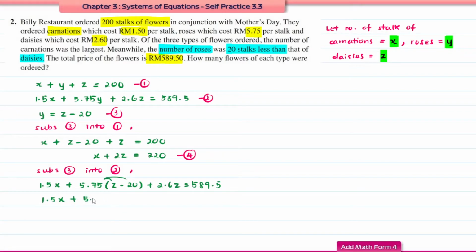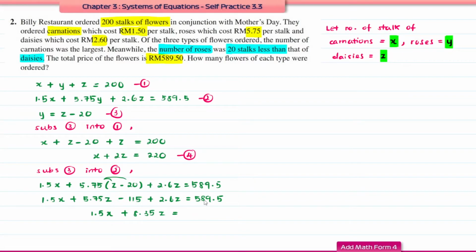So you're going to get 5.75z minus 5.75 multiplied by 20, which is 115. So here you're going to have the same thing. Next we're going to solve for the like terms. 1.5z is alone there, so just 1.5. 5.75z plus 2.6z is 8.35z. And we're going to move this negative 115 to the right hand side.